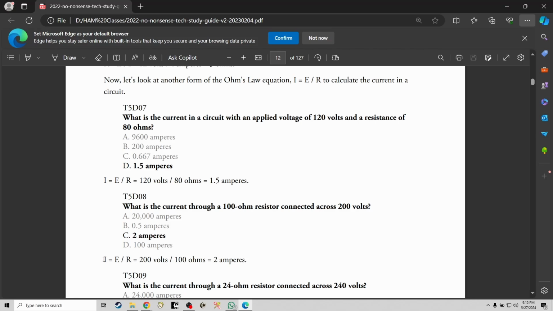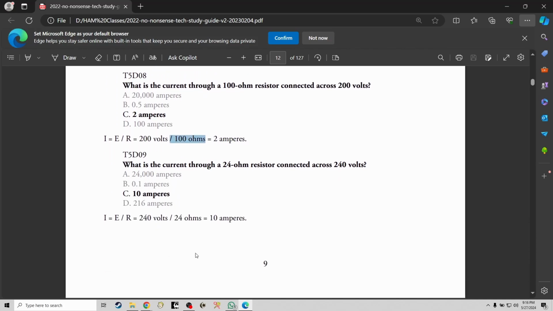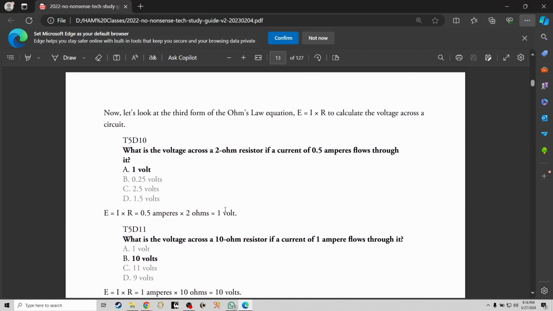The next one, T5D08, you're solving for I. You have your 200 volts and your 100 ohms. You take 200 divided by 100, you get 2 amps. A 24 ohm resistor connected across 240 volts: 240 volts divided by 24, and you get 10 amps. We get the same questions over and over again: how to go about solving for E, for I, and for R.